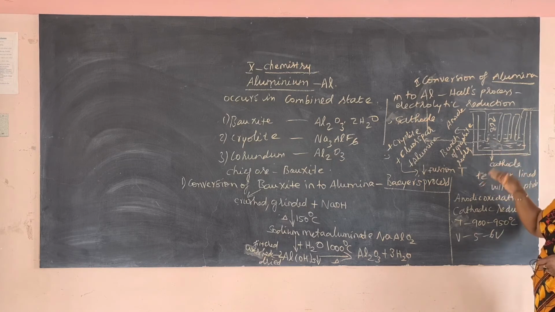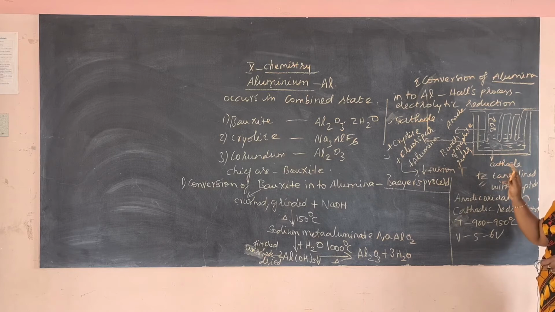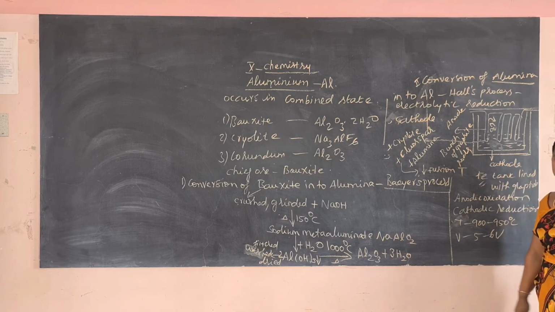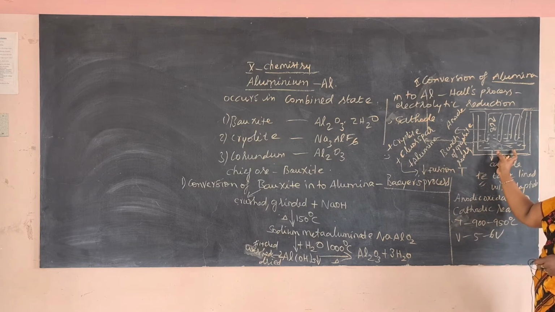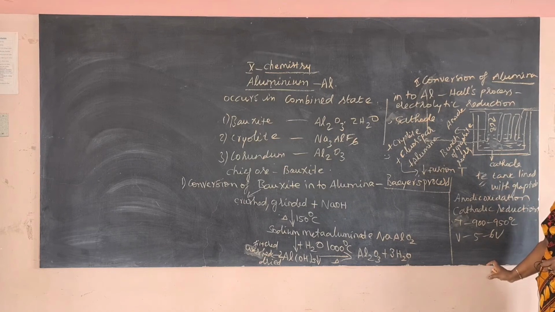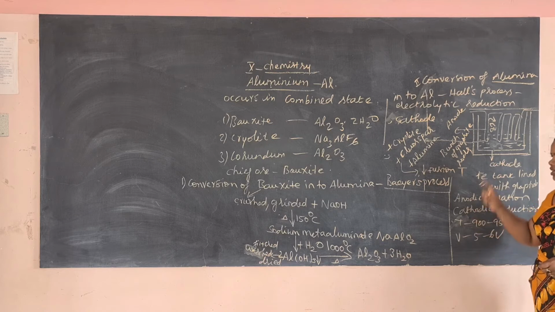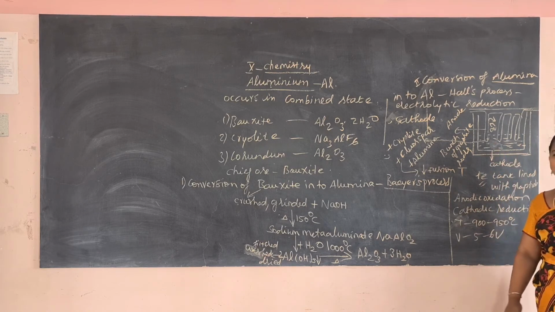That combines with carbon and goes out as carbon dioxide. And what will be at the cathode? At the cathode the aluminium will be deposited. So at the cathode the aluminium is deposited and oxygen gas is liberated at the anode. That oxygen reacts with carbon to form carbon dioxide.